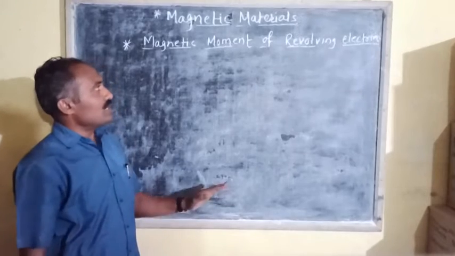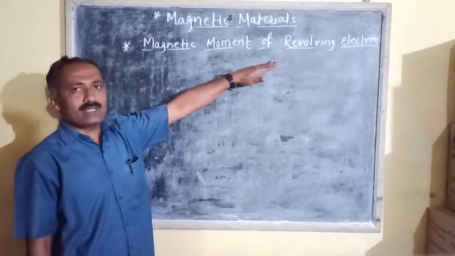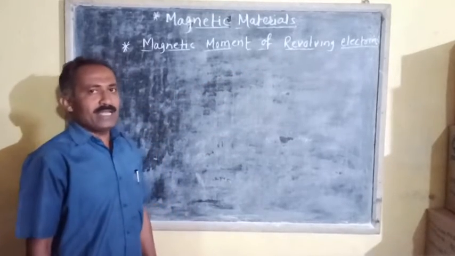Now we have to see the expression for the magnetic moment of a revolving electron, and we have to define the term gyromagnetic ratio.